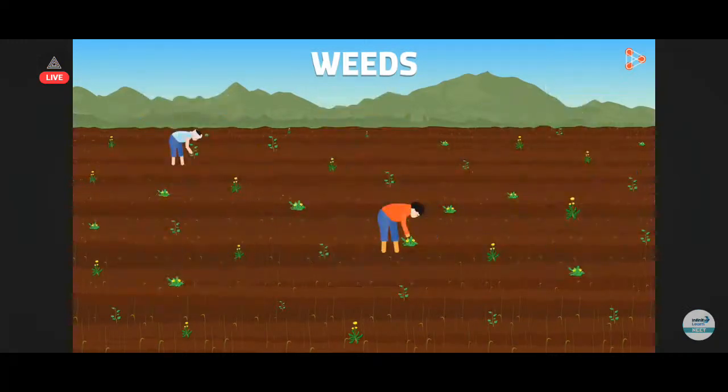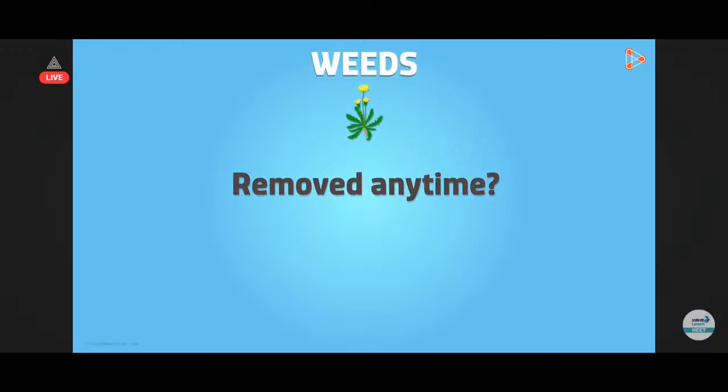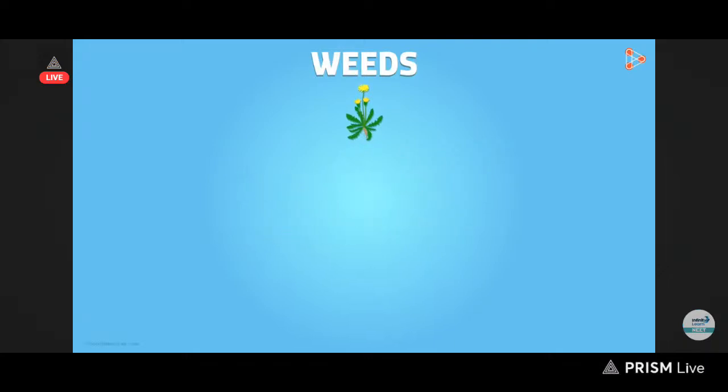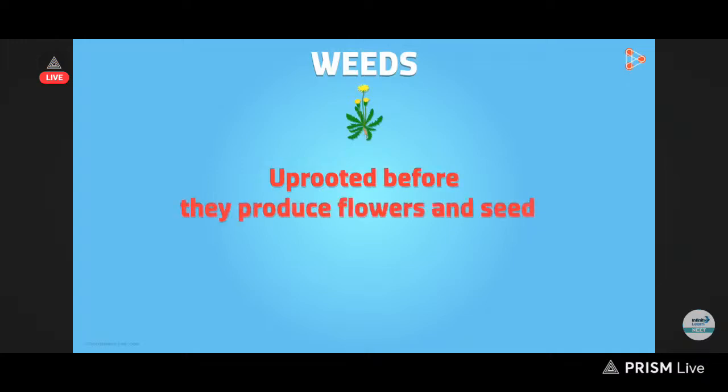Now tell me, can weeds be removed anytime? Or should we destroy them before a particular time? Yes, weeds should be uprooted before they produce flowers and seeds. Weedicides too should be sprayed before they flower.